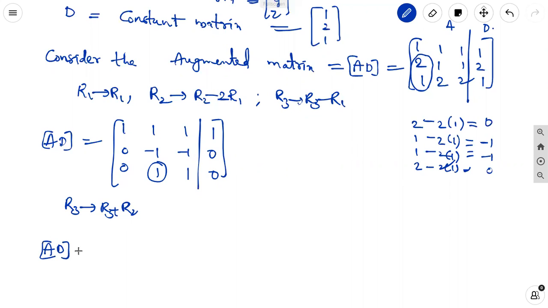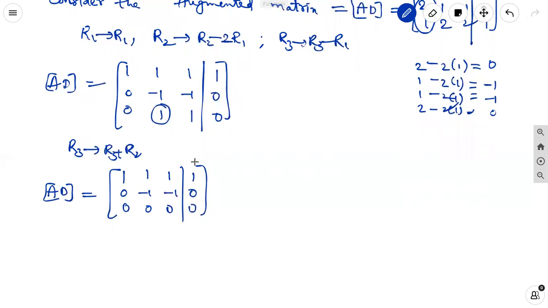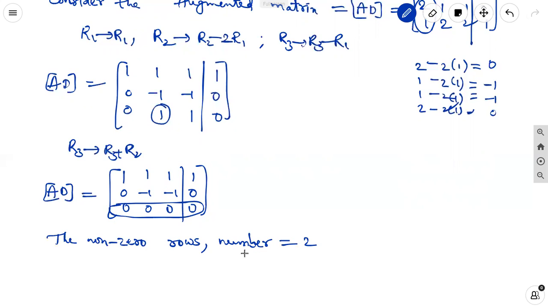So the augmented matrix AD is equal to 1, 1, 1, 1; 0, minus 1, minus 1, 0; 0, 0, 0, 0. Here we can take this as the A matrix, and this as the D matrix. This is a complete zero row. The number of non-zero rows is equal to 2. So therefore the rank of AD is also 2.